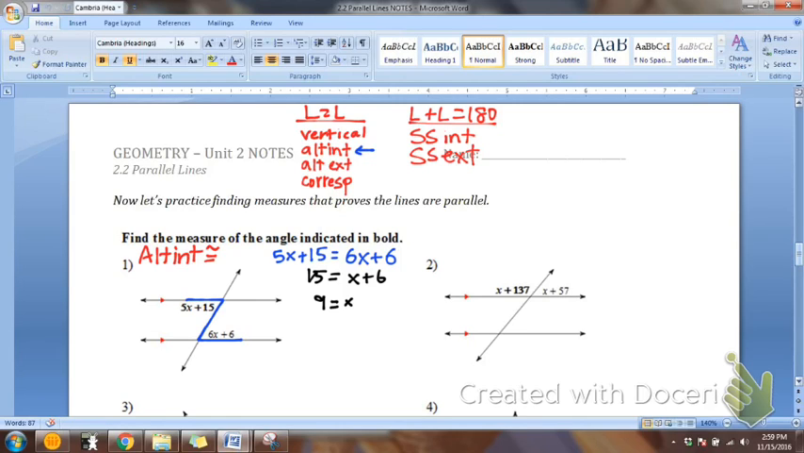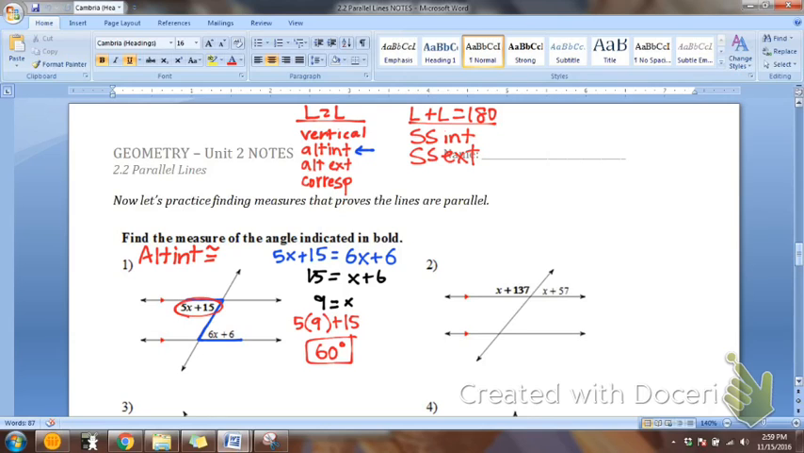So if I want to figure out how much this angle is here, what am I going to have to do with it? Plug x back in. Plug our x value back in, right? So 5 times 9 plus 15. 45 plus 15 you said is 60 degrees. And we don't know what that angle is called, so we can't say the measure of PQE or whatever. So we'll just put 60.